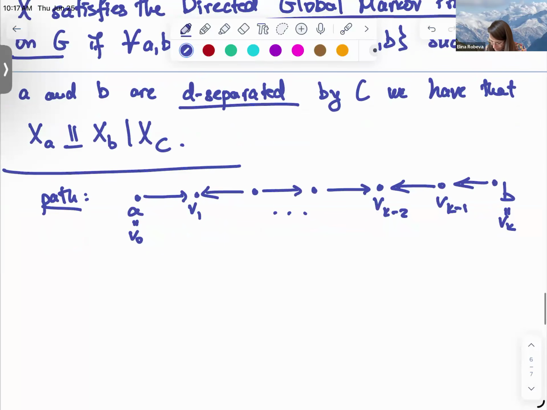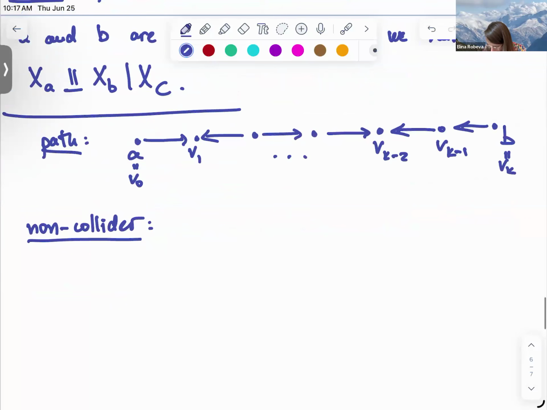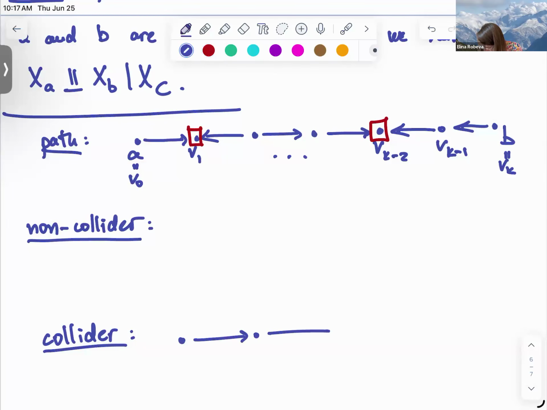Okay, so I'm going to label these vertices, and there are two kinds of vertices. One is a non-collider. Okay, maybe I'll say what a collider is first. A collider is when two arrows collide at this vertex. So there are two colliders on this path. Basically, it's vertices v_i that have both arrows pointing towards them.